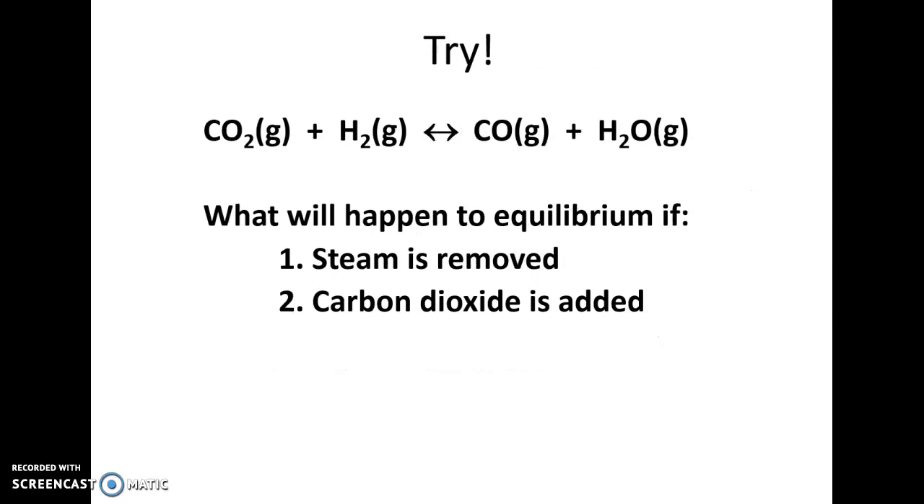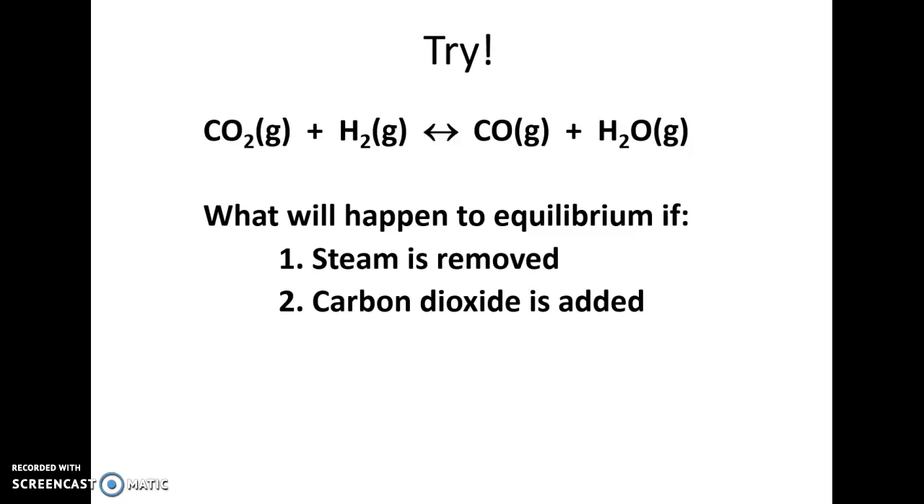Okay, so we're going to try this one. You have this equation of carbon dioxide and hydrogen, making carbon monoxide and water. So what would happen to the system if you first remove steam and then second, carbon dioxide is added? So go ahead and predict what would happen.